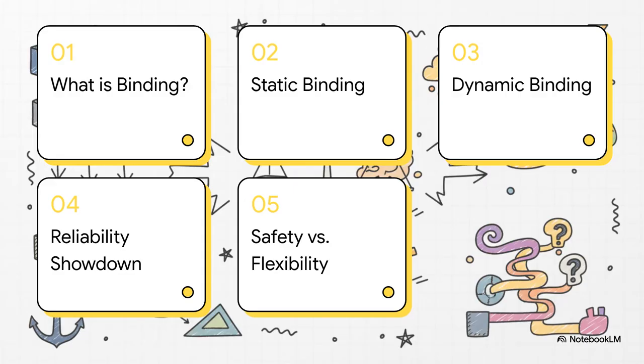Here's the game plan. First, we'll nail down what binding even means. Then, we'll introduce our two big players: static binding, who's like a meticulous planner, and dynamic binding, our quick-thinking improviser. After that, we'll throw them into a head-to-head showdown on reliability. And finally, we'll break down the ultimate trade-off here: safety versus flexibility. Sound good? Let's jump in.